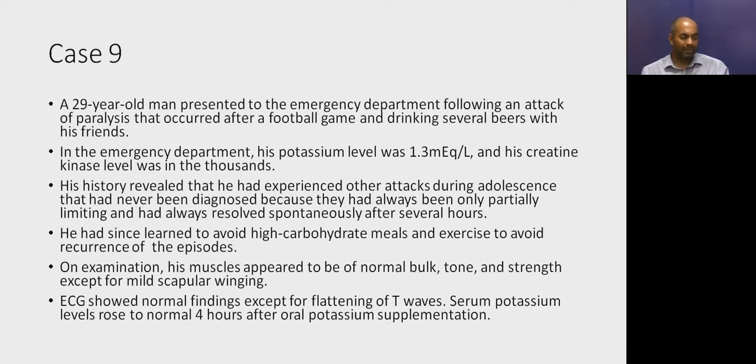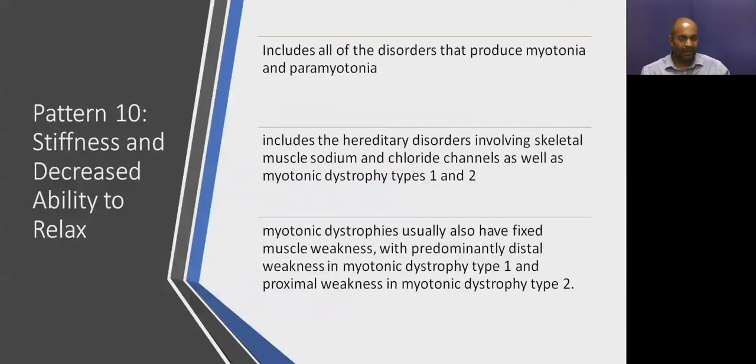On examination, his muscles appeared to be of normal bulk and tone, with only mild scapular winging. ECG shows features of hypokalemia, flattening of T waves, and the potassium level improved after 4 hours of potassium supplementation. So this is classic of hypokalemic periodic paralysis.